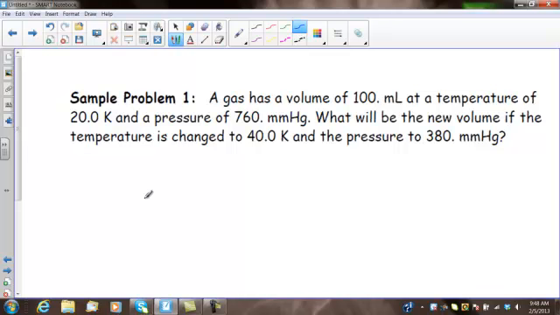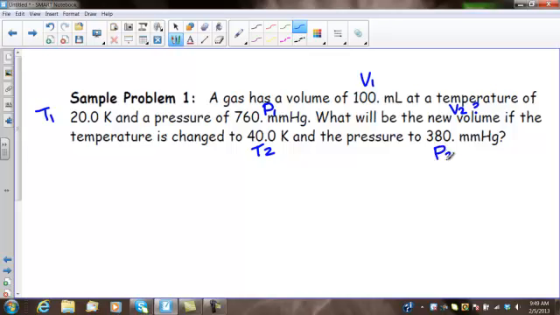Okay, the easiest way to learn how to do these problems is to just dive right in and start with a problem. I'm going to label each variable as I read the problem. A gas has a volume of 100 mL, that's our V1, a temperature of 20 Kelvin, that's our T1, and a pressure of 760 millimeters of mercury, that's our P1. What will be the new volume? That's what I'm trying to find. My V2 is my question mark. If the temperature is changed to 40 Kelvin, my T2, and the pressure to 380 millimeters of mercury.